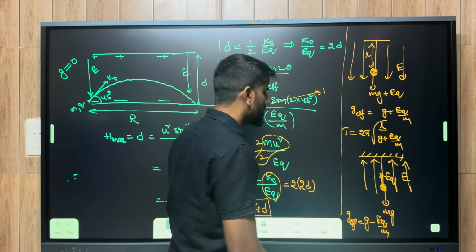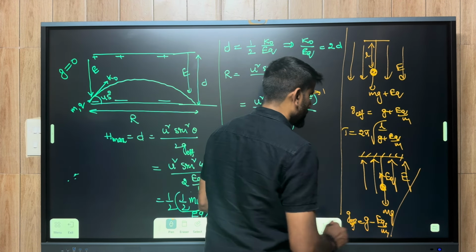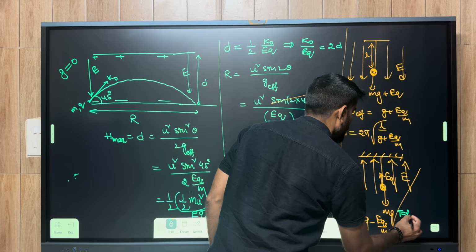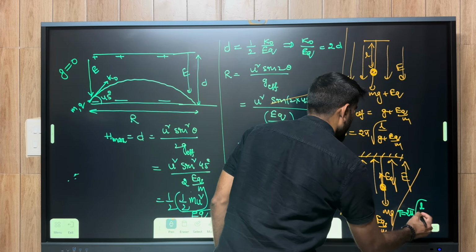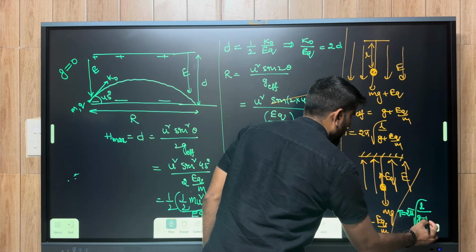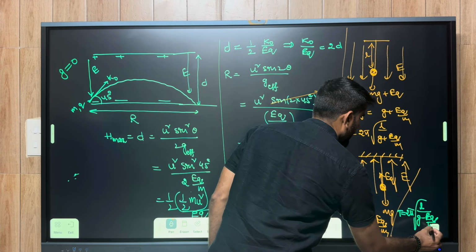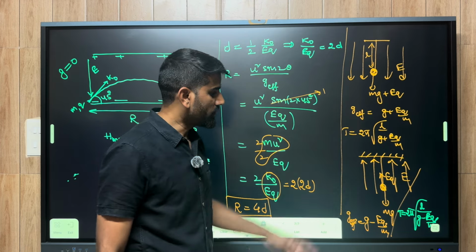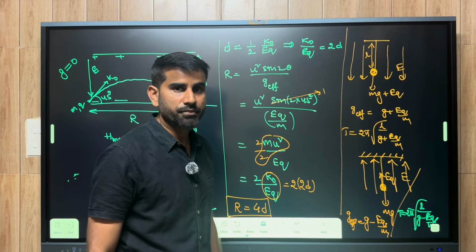Then how does the time period change? Time period T is equal to 2 pi root over L by g effective. Here we have g effective as g minus eq by m.